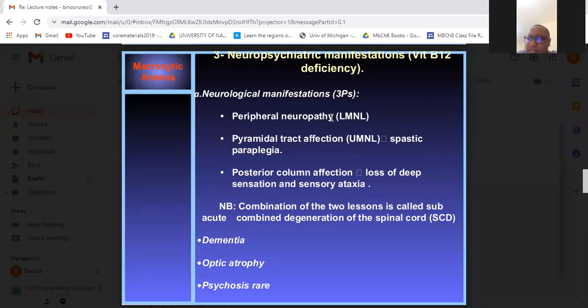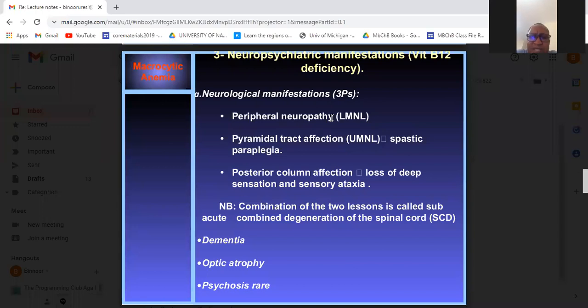It can affect the posterior column, with loss of deep sensation and sensory ataxia. Those are severe B12 deficiencies. And you have the combination of the two lesions above, number 2 and 3. We call that subacute combined degeneration of the spinal cord. That is the complete complication of severe vitamin B12 deficiency.